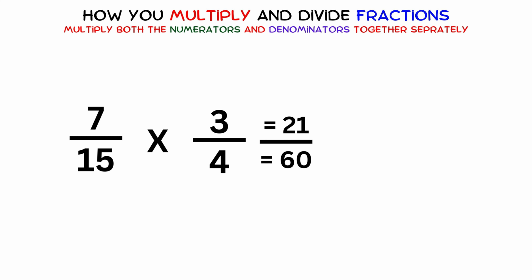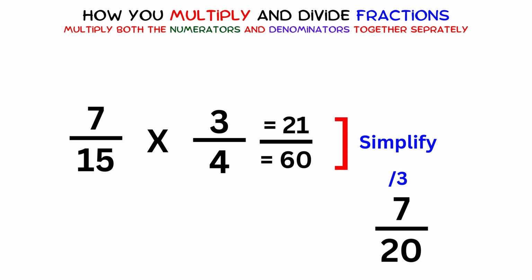over 60. Now, this answer is entirely correct already, but in an exam, you'll normally have to simplify your answer, which we can do by dividing the top and bottom of our fraction by the common factor of 3, which will simplify it to 7 over 20.